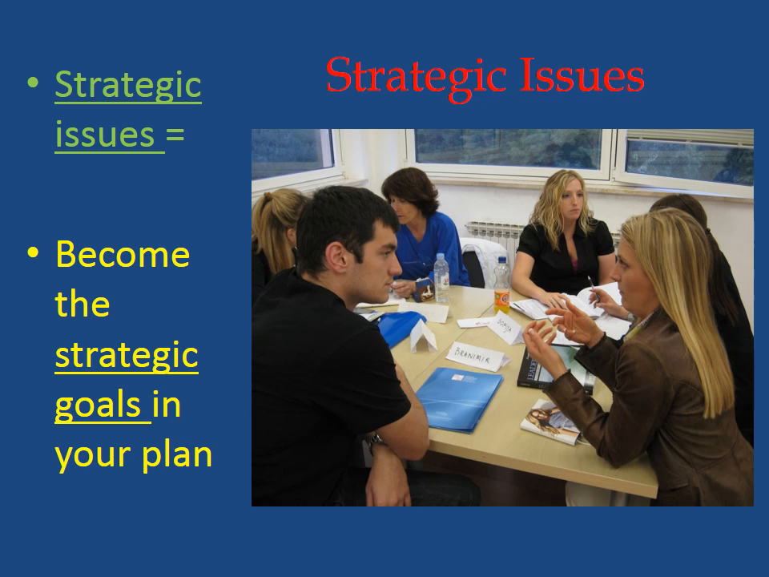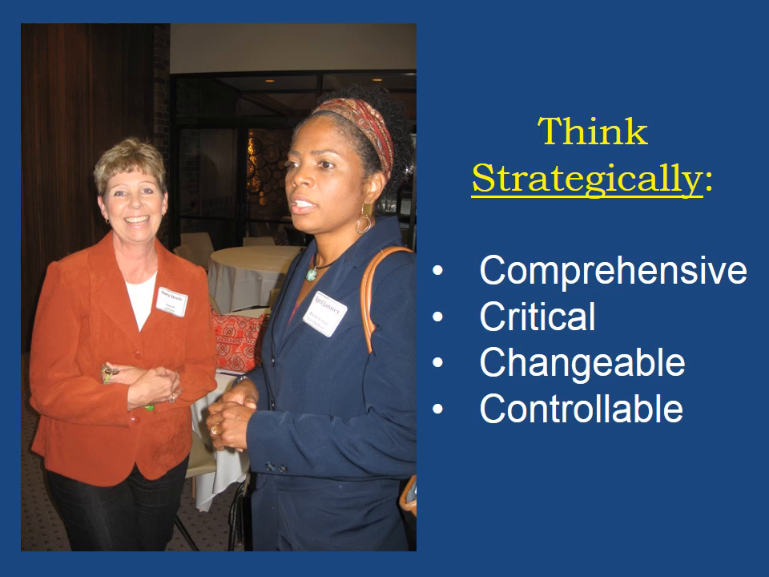The questions we want to frame are centered around strategic issues, which are the major questions, issues, or problems facing us as an organization. They're later going to become the strategic goals, providing the general outline of our strategic plan. So to identify strategic areas, we have to think strategically. This means that a strategic area has to be comprehensive enough to affect every part of the organization. It needs to be critical enough, meaning it's got to be both urgent and important. It's got to be changeable so that we can lead that change, and it's got to be within our control.